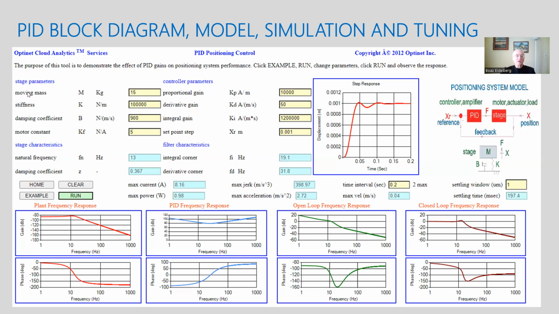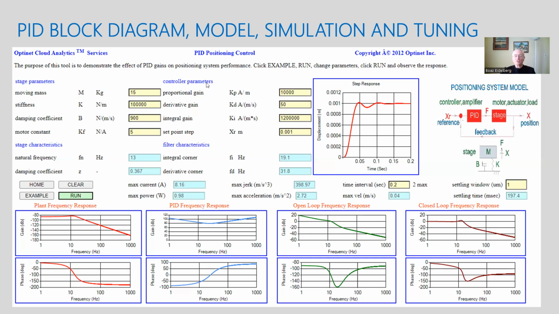The parameters of the stage are being placed on these boxes, including the mass, stiffness, and the damping coefficient, including the motor constant, which interfaces between the PID low signal, which goes into the amplifier. The amplifier amplifies it with higher current, which results in a force. So we define it as Newton per amp motor constant.